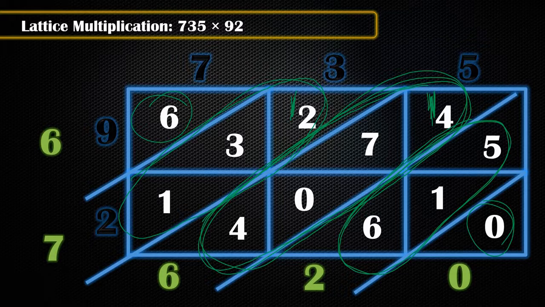Therefore, the answer to 735 multiplied by 92 is 67,620.